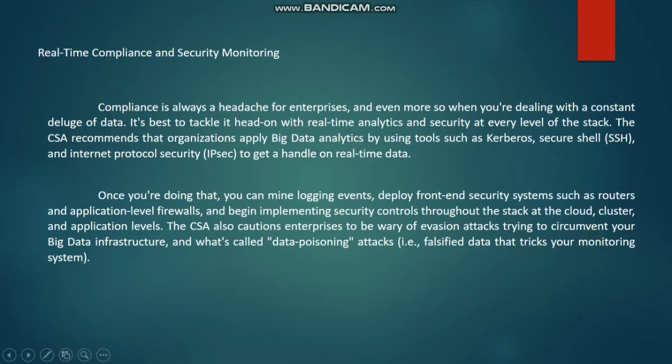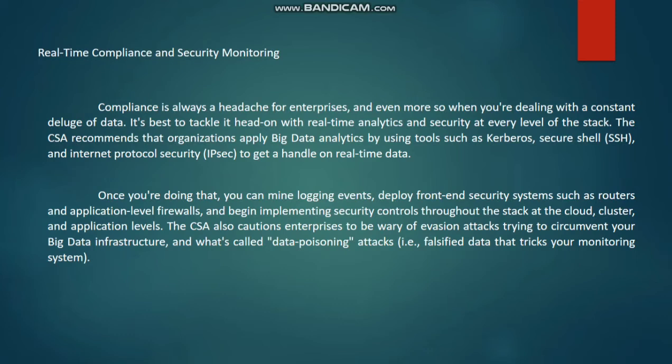Another practice is real-time compliance and security monitoring. Compliance is always a headache for enterprises, and even more so when you're dealing with a constant deluge of data. It's best to tackle it head on with real-time analytics and security at every level of the stack.